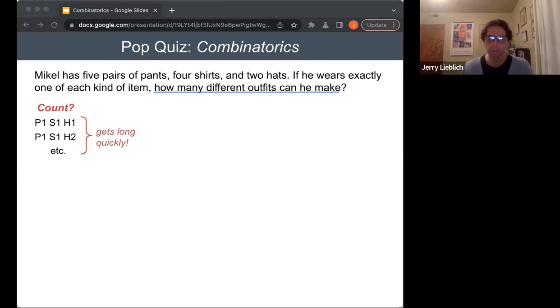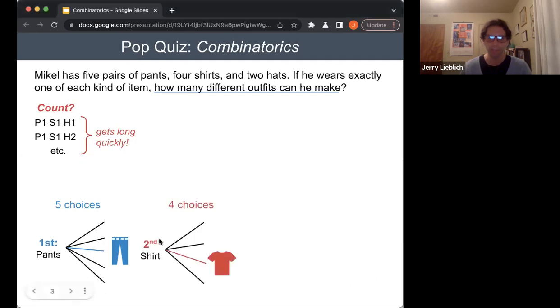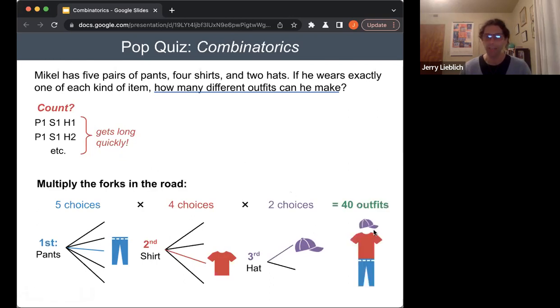So instead, what we want to do is think about each decision being a number of forks in the road. So our first decision about the pants presents us 5 options. Each of those 5 options then forks into 4 more options. So we have 4 here, 4 here, 4 here, 4 here, 4 here. So now this is 4 times 5, 20 different options of pants and shirts. And then each of those shirts forks into 2 hats. So this one forks into 4, the top one of which forks into 2, the top one of which is one of the 40 outfits that can be made.